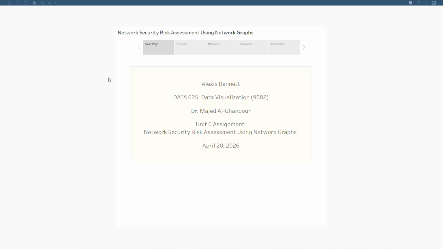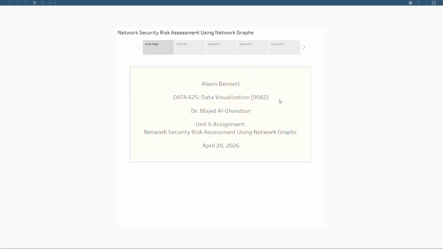I am presenting for Data 625, Data Visualization. This presentation is titled Network Security Risk Assessment Using Network Graphs. I am representing a cybersecurity consulting firm, and today I will be sharing my assessment of two client communication networks, Network 2 and Network 3, similar to our Network 1 analysis, using network visualizations and betweenness centrality analysis.